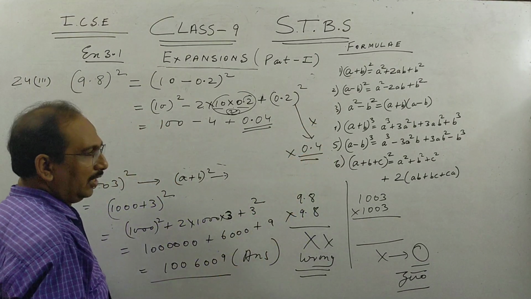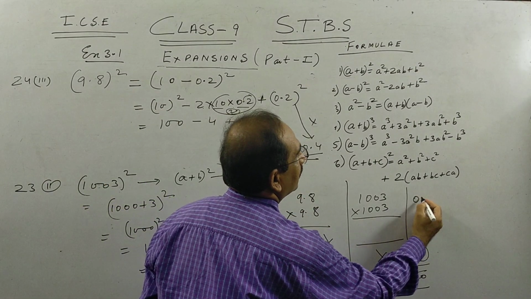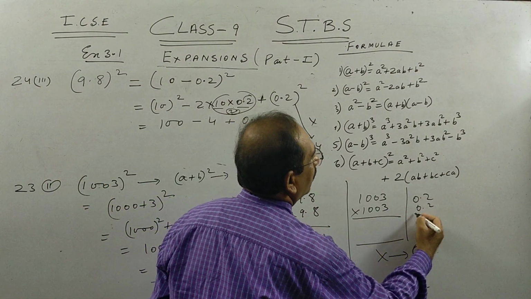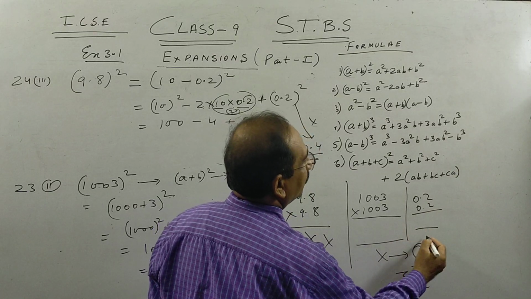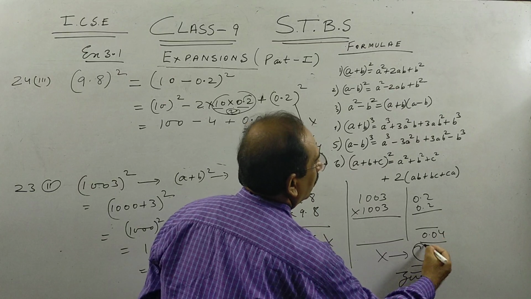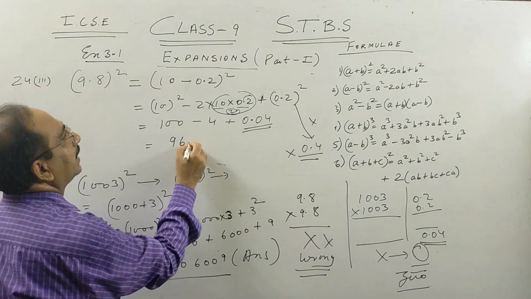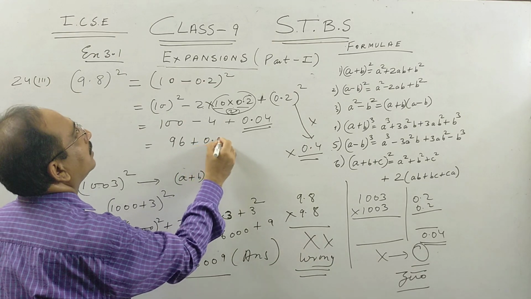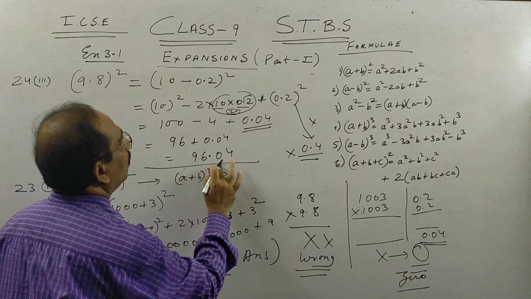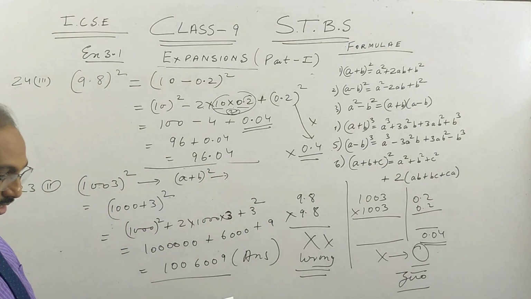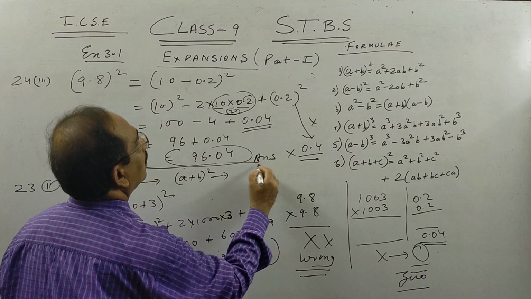You just check. See, 0.2, 0.2, if you multiply, 2 points will come here, you will get this. So your final answer is 96 plus 0.04, this is 96.04. So what we have in the last question, this is our answer.